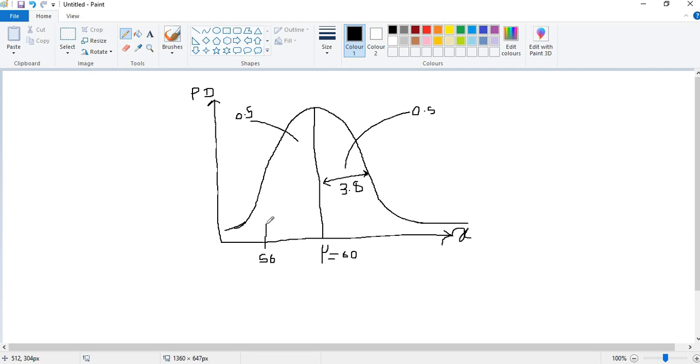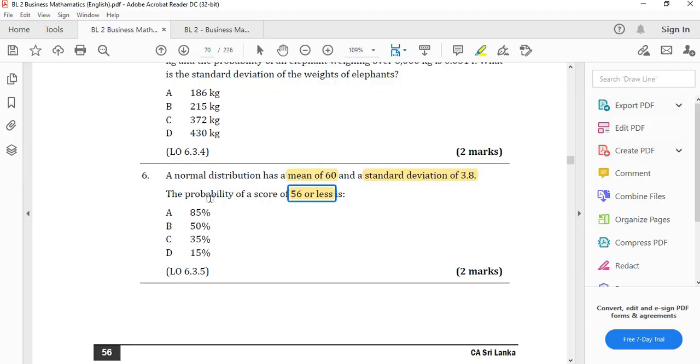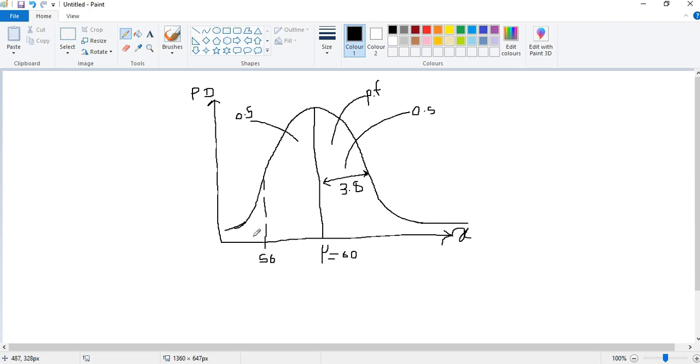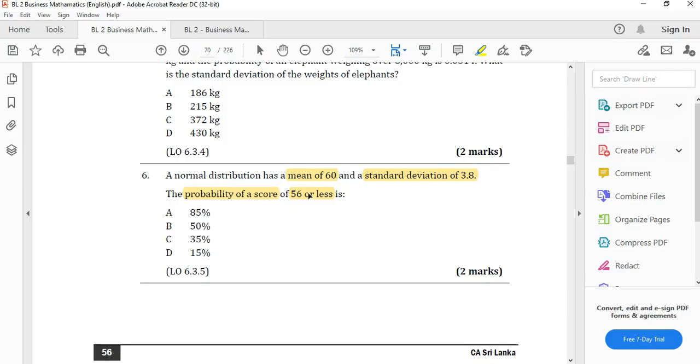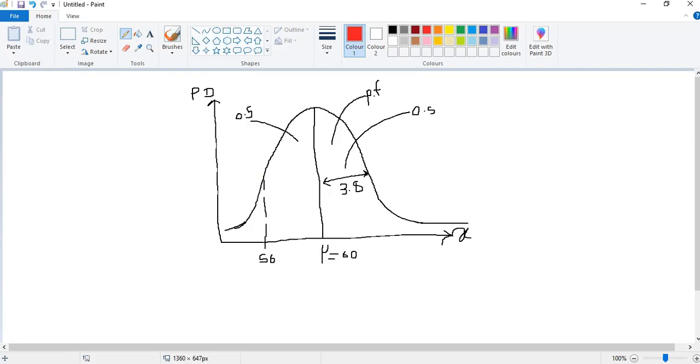Now, one thing we should note is that the area under the curve is the probability frequency. That is what they are asking in the question, the probability of the score. That means they are basically asking for the area under the curve. But which area? They are asking for 56 or less. That means this part. Alright, this is the area they are asking for.